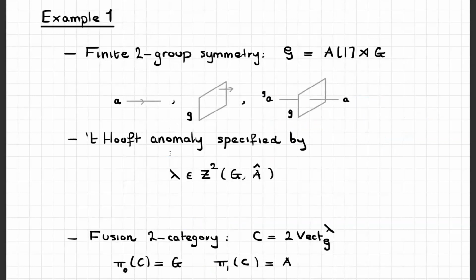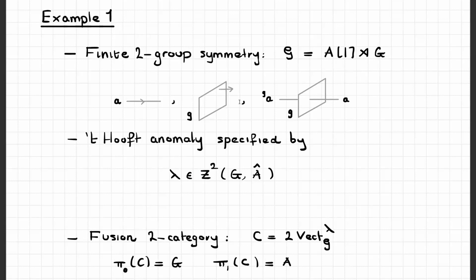Let me give you some examples. So again, let me do the finite case first, and then I'll move on. So when you're in 3D, it's slightly more natural in the invertible case to look at a finite two group. And so here it is. I'll assume that there are two pieces. There's a zero form symmetry, G, which is a finite group. And then there's a one form symmetry, A, which is a finite abelian group. And I'll assume here that the two group is split. So it's like a semi-direct product.